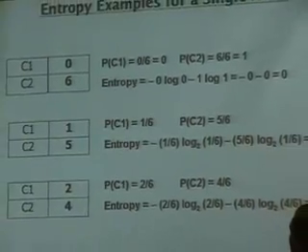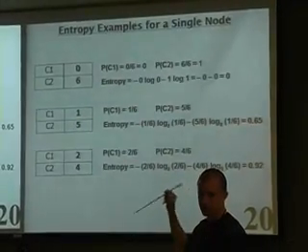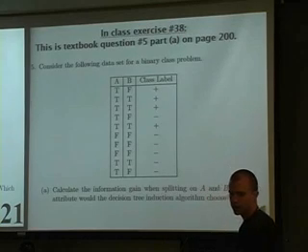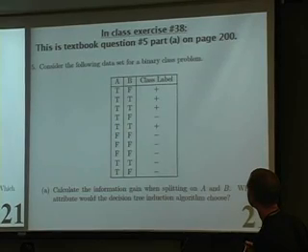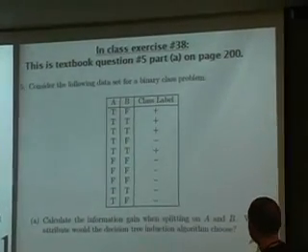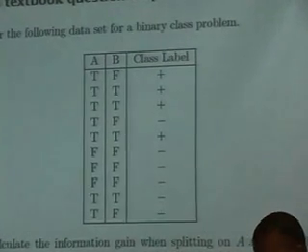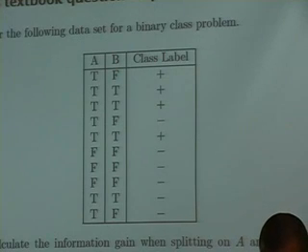So that's how you compute entropy within each node. Similar to Gini index, it starts off at 0, then increases as you get to the 50-50 case. So here's a problem from the textbook. It says, for the following data set for a binary class problem, calculate the information gain when splitting on A and B. Which attribute would the decision algorithm choose? So maybe I will run through this one depending on how much time there is.